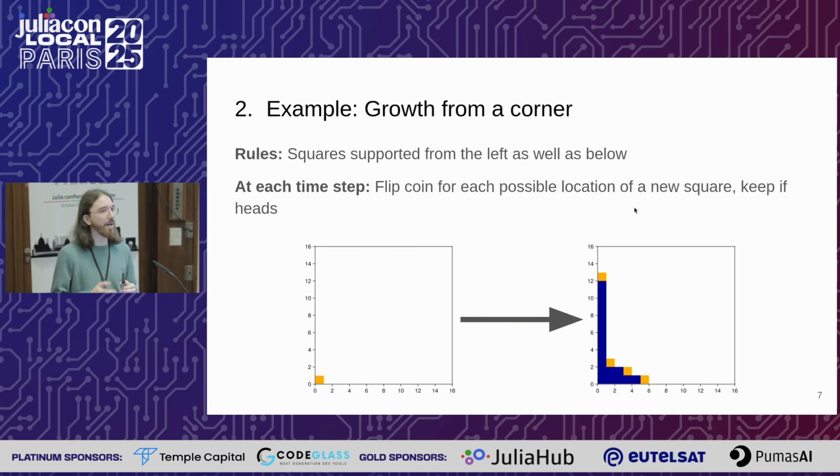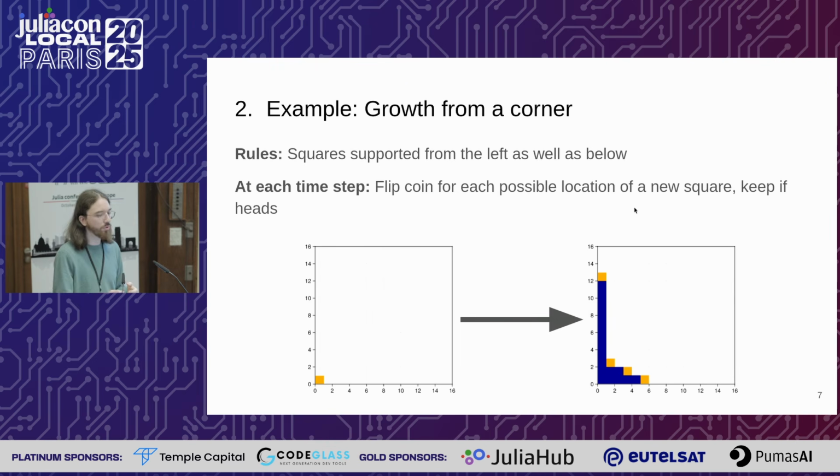I want to start with an example of such a determinantal point process. We're going to start with growth from a corner. You see this corner on the left, and you have one possible square. The squares always need to be supported from the left and from below. At each time step, for each possible new location, so each location that would be supported by a square from the left and from below, you flip a new coin, and you keep it if it's heads. You drop it if it's not heads, and you repeat that over and over again.